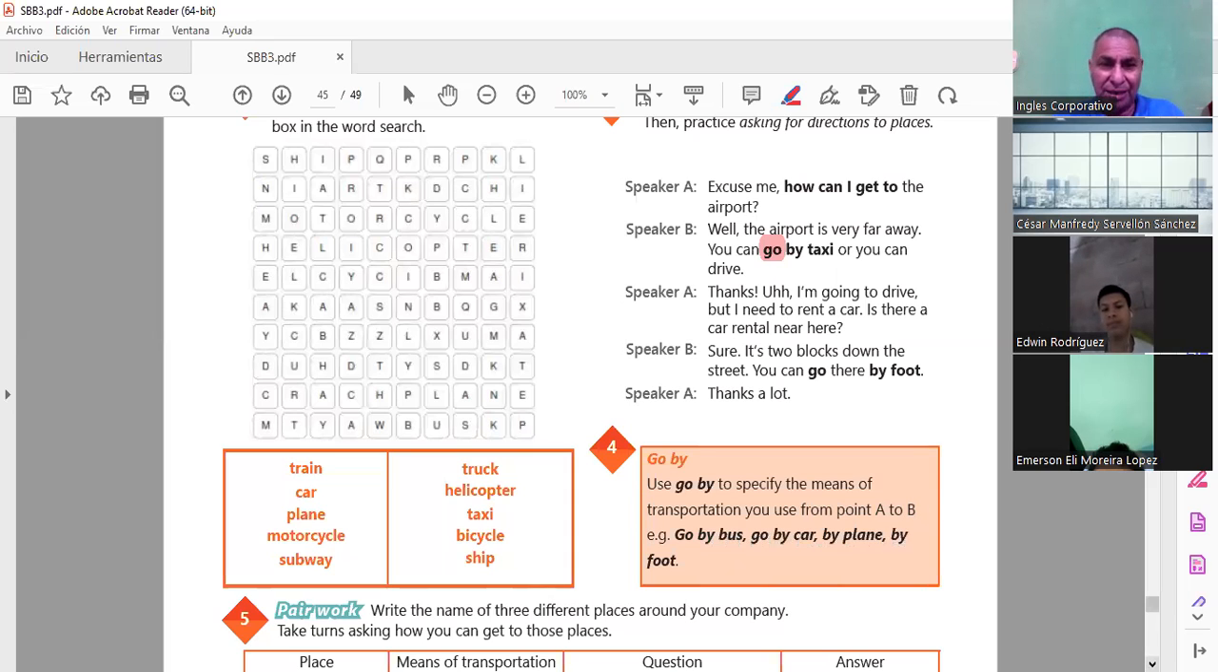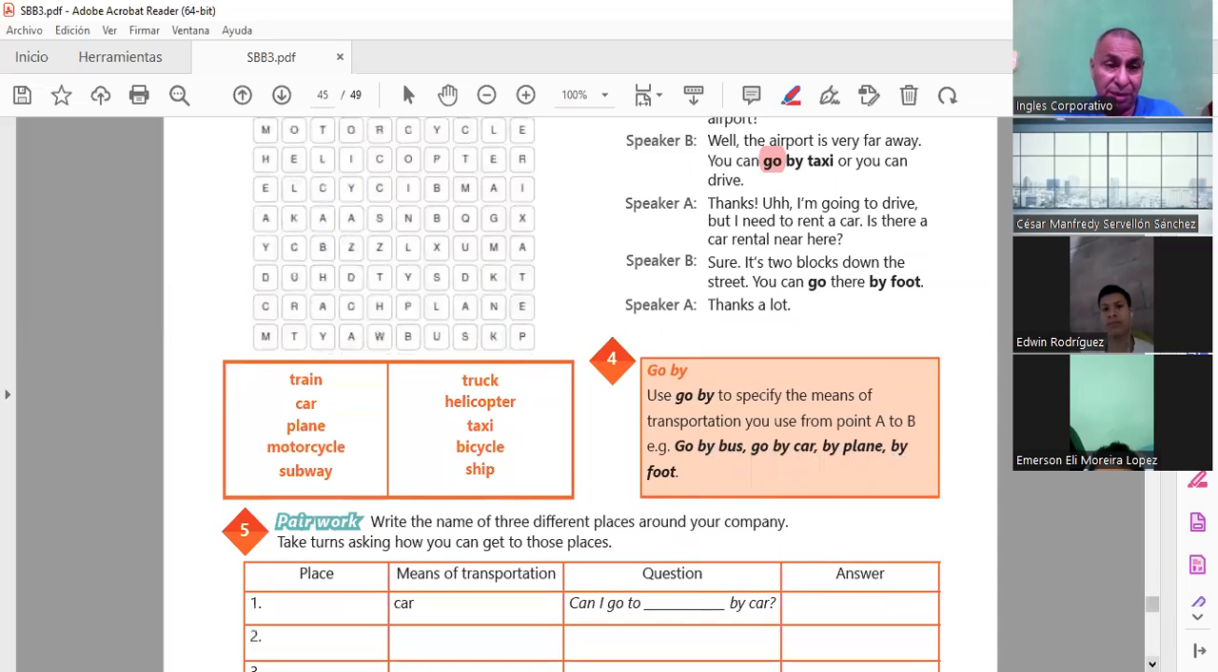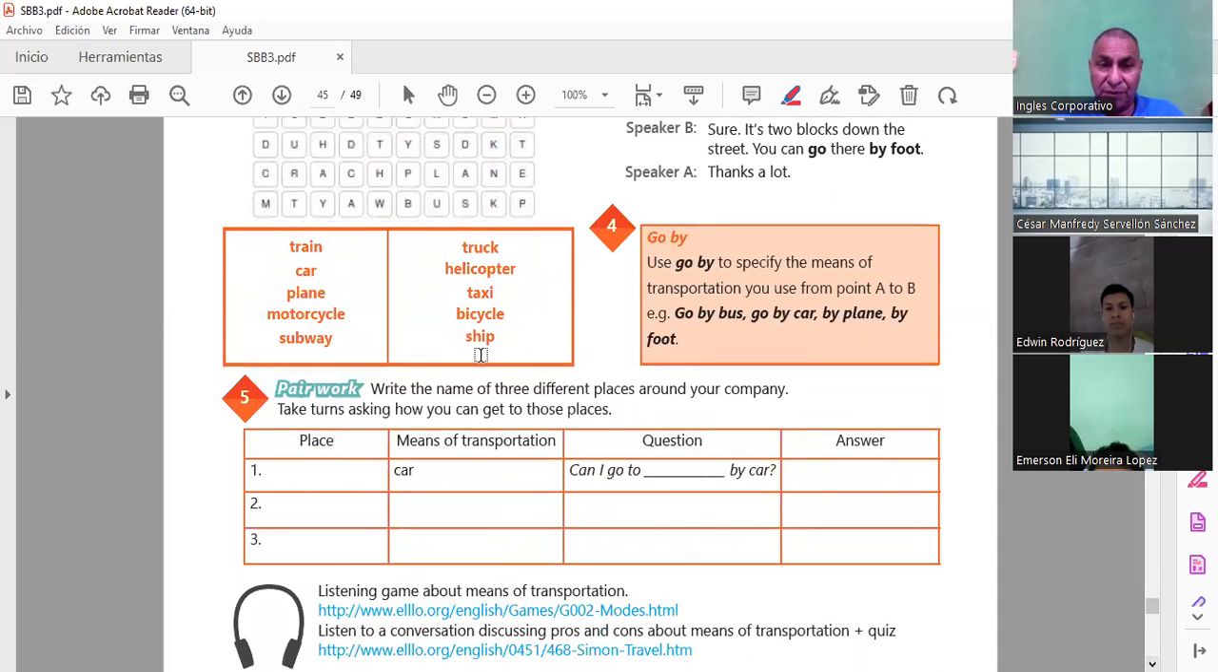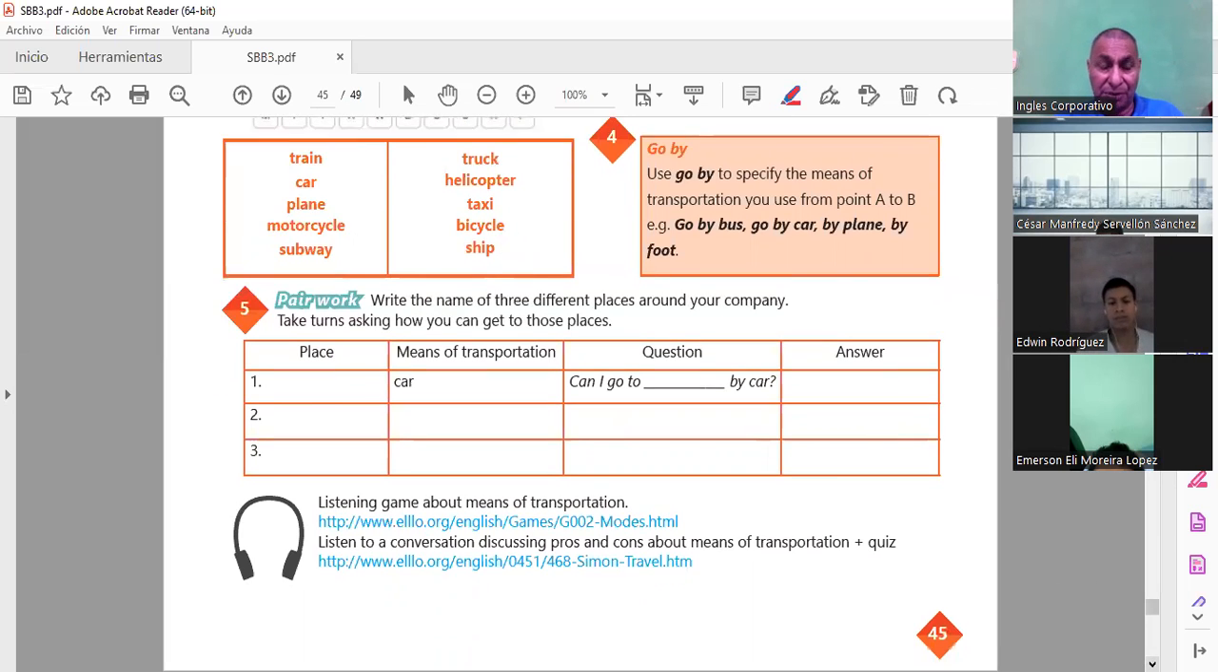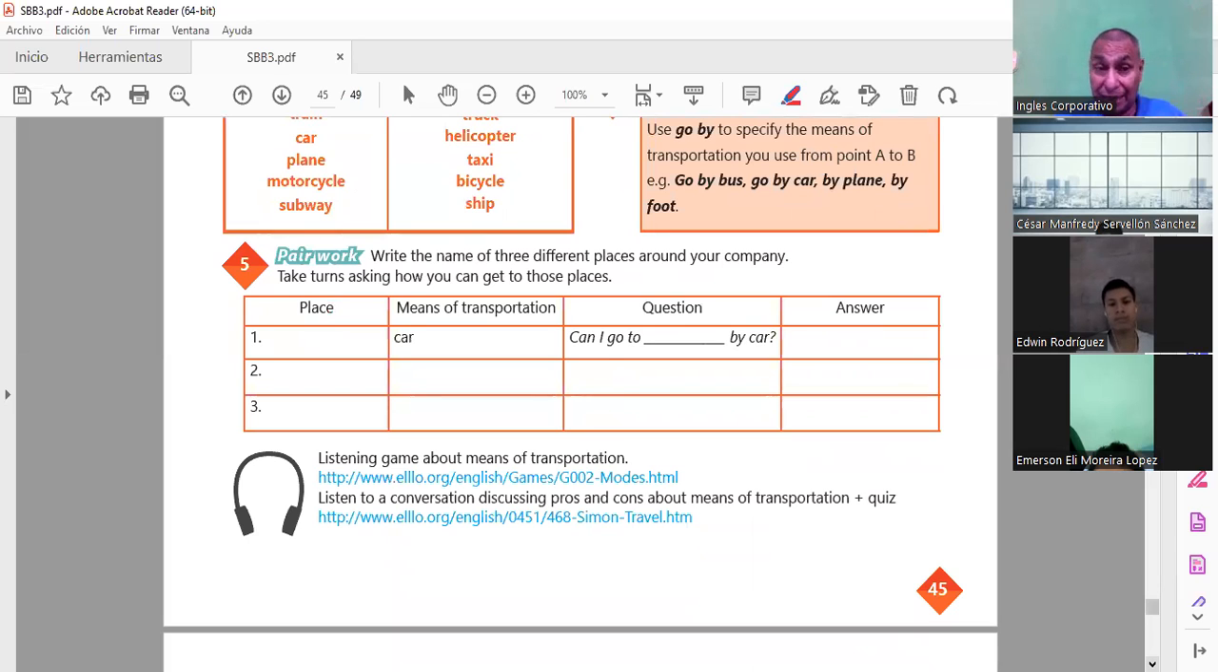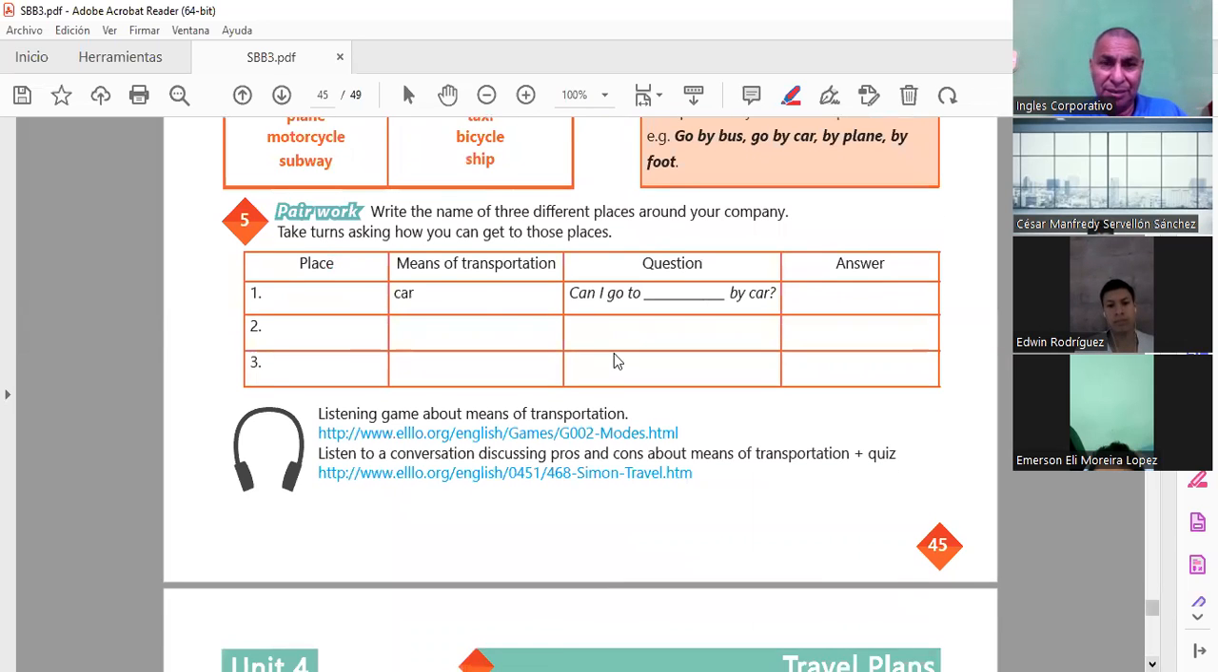Okay. Aquí vimos ayer los means of transportation. Dijimos que habían train, car, plane, motorcycle, subway, truck, helicopter, taxi, bicycle, and ship. Ship es un barco, ¿verdad? Ese estábamos hablando. También hablamos de kayak. Y aquí dijimos que write the name of three different places around your company. Take turns asking how you can get to those places.